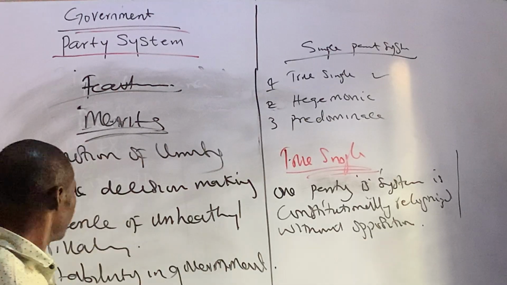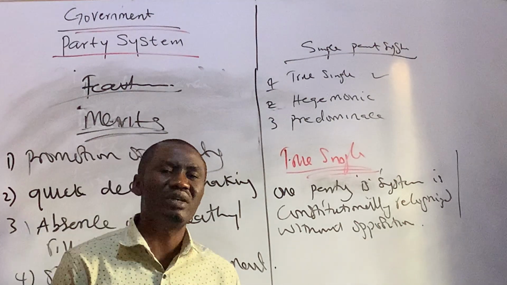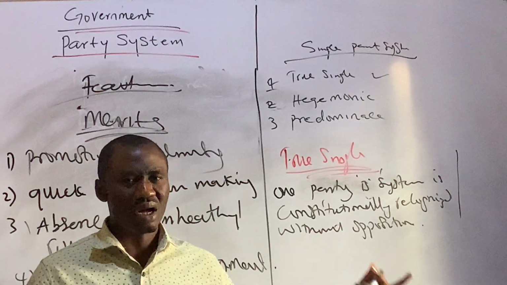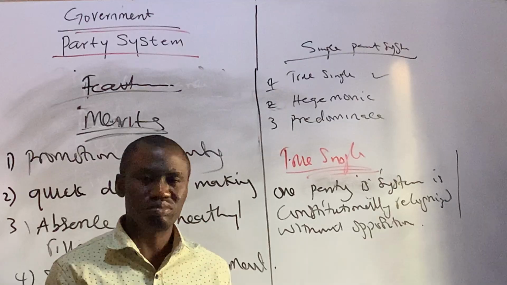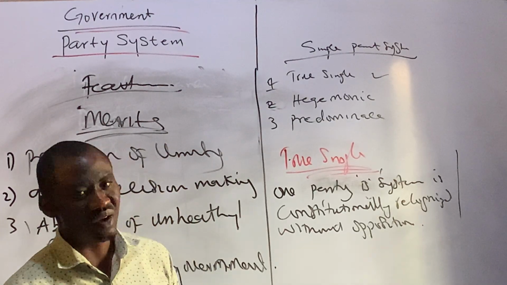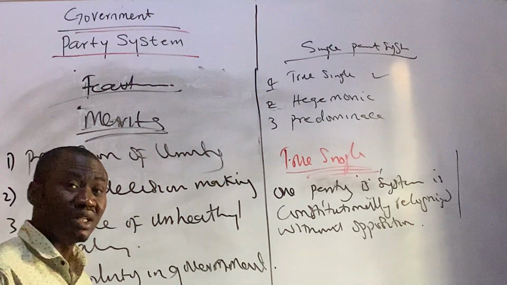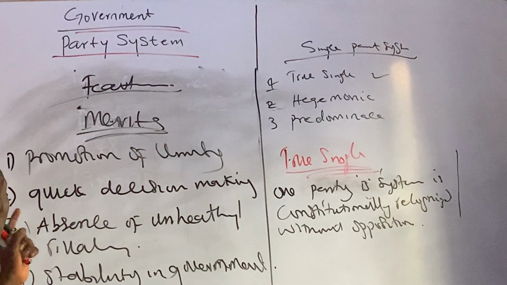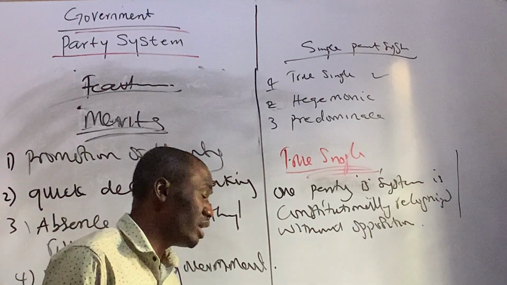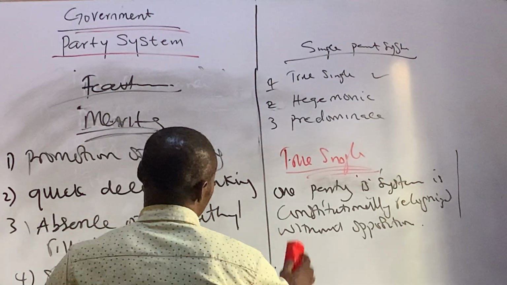Now, stability in government. Yes, the government will be stable if there is a single party system. Although I am not a preacher of multi-party system or two-party system or single-party system, I'm just a teacher of government. I only preach the kingdom of God anyhow. Now, it says absence of unhealthy rivalry, stability in government. All right. Now, let's go to the demerits.